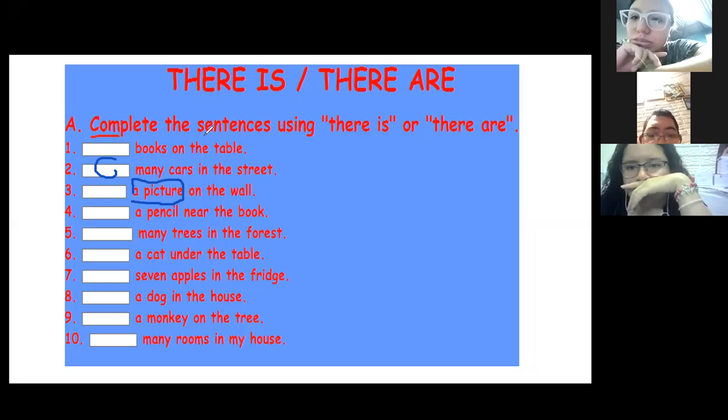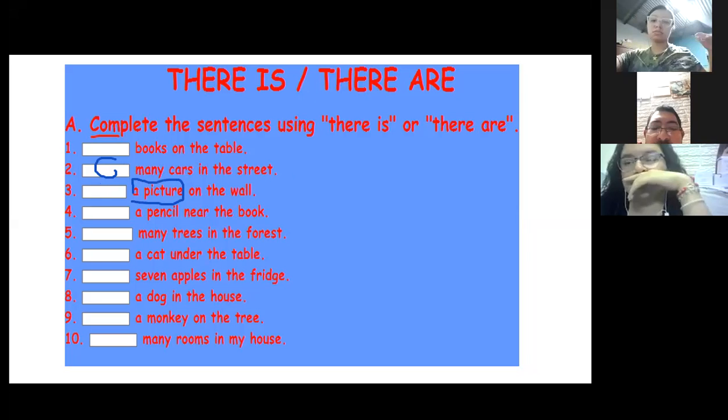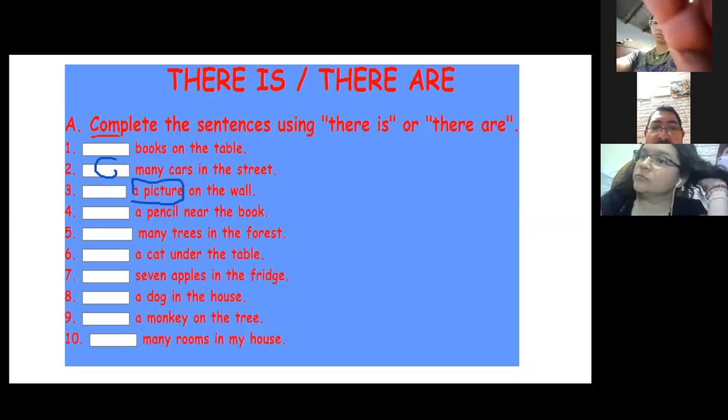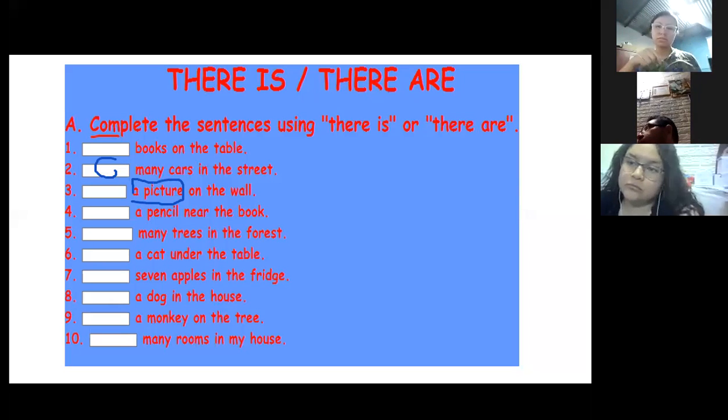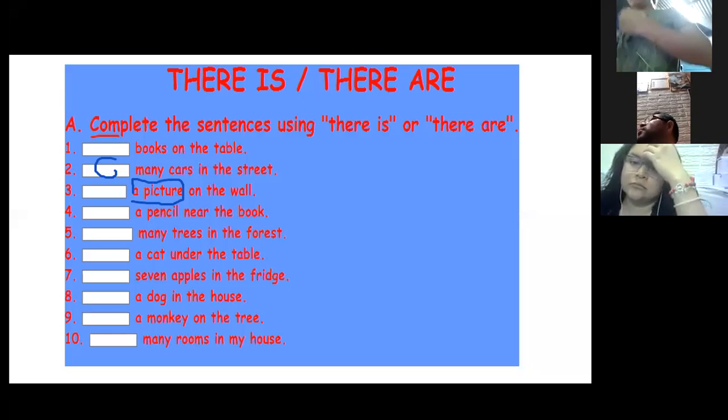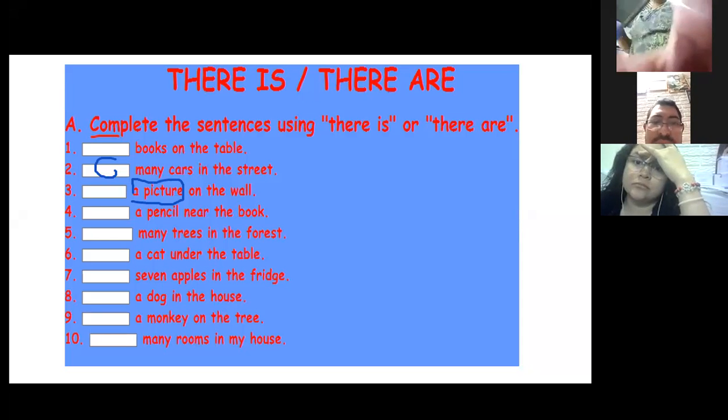La número cuatro, vamos a ver, en este caso sería there is a pencil. Y vamos con la número cinco, que en este caso, estamos hablando de many trees, decimos que es there are in this case. Decimos que la seis, hay un gato, there is a cat.